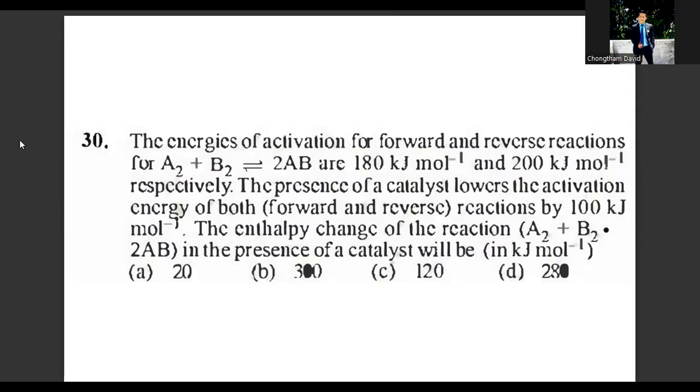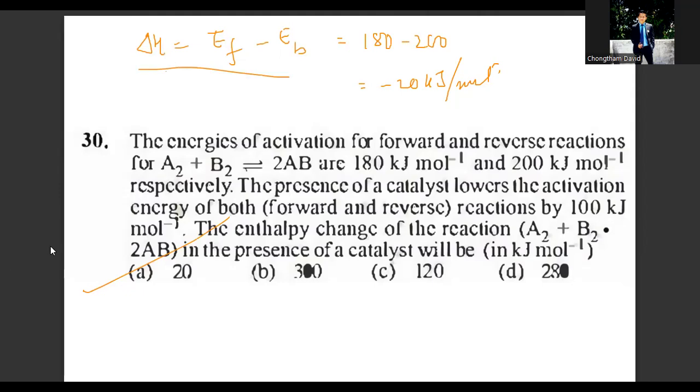So to solve this question, what is the equation you have to follow? Enthalpy is the difference of forward activation energy and backward activation energy. So calculate, and you have a negative enthalpy, minus 20 kilojoule per mole. You're getting this value. Done. Simply know the formula. This type of question was already asked in NEET 2021.